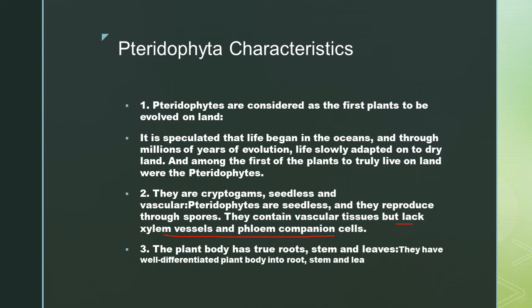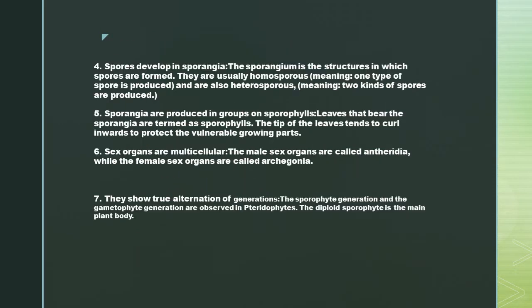They are cryptogams again because they are seedless, but they are vascular as they have got the xylem and the phloem. But the peculiar point in them, the spores are well developed in sporangia. In the first slide only, I told you how the leaves are curled and the sporangia are there. They can be homosporous, where the same type of spores are there, and heterosporous, meaning two different kinds of spores are present.